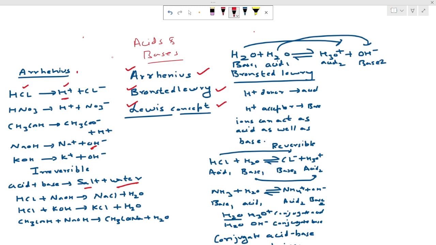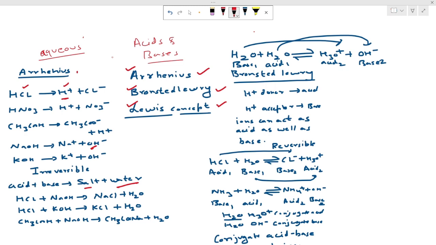As per the Arrhenius concept, an acid is a substance which gives H+ in aqueous solution, and a base is a substance which gives OH- (hydroxyl ion) in aqueous solution. So HCl, HNO3 and acetic acid give H+ ions in aqueous solution, so these are the acids, whereas NaOH and KOH give hydroxyl ions in the solution, so these are the bases.